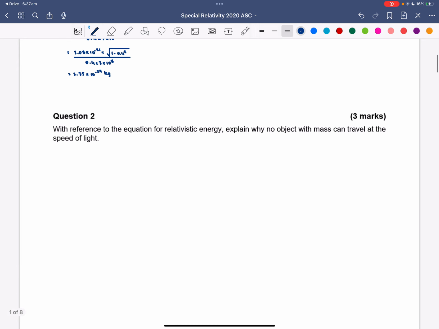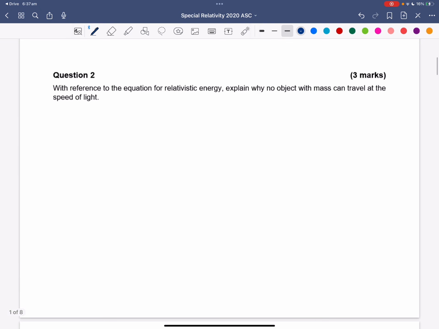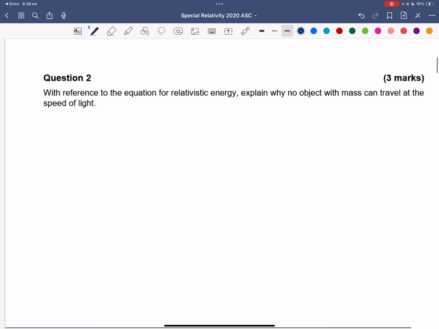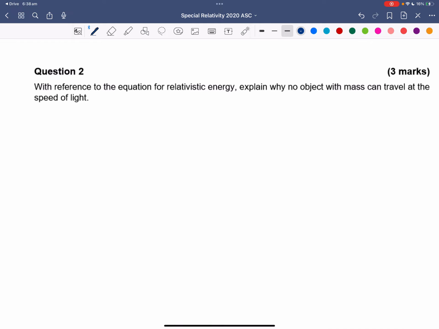All right, question 2, very, very, very common question. With reference to the equation for relativistic energy, explain why no object with mass can travel at the speed of light. And it says with reference to the equation for relativistic energy. Now, the equation for relativistic energy, also called total energy, is m0c squared, no, I'll just say mc squared because we're not going to write m0, so mc squared Lorentz. And what that really is, mc squared all over root 1 take v squared on c squared. So that is a formula for total energy.